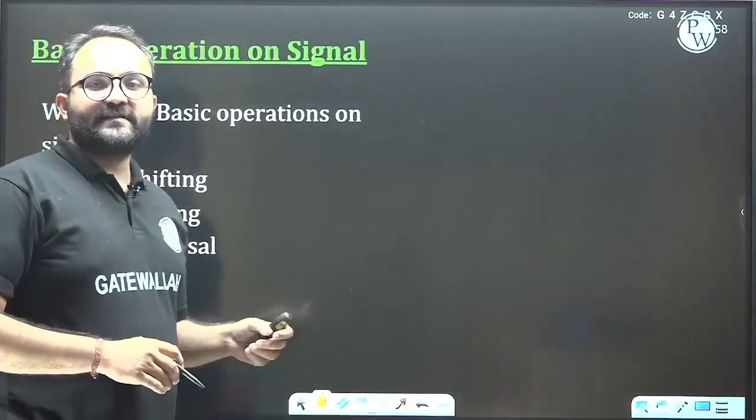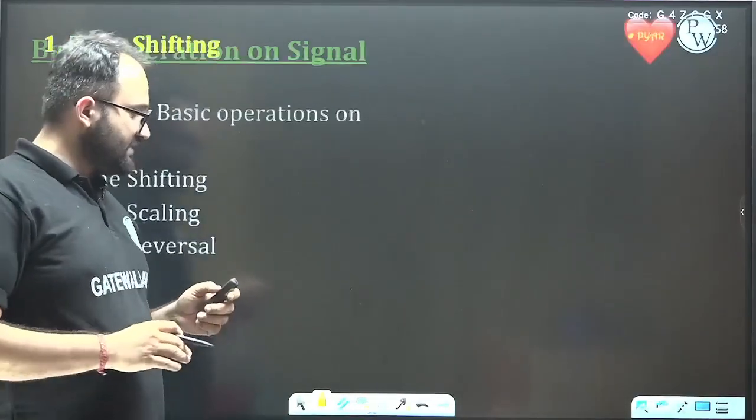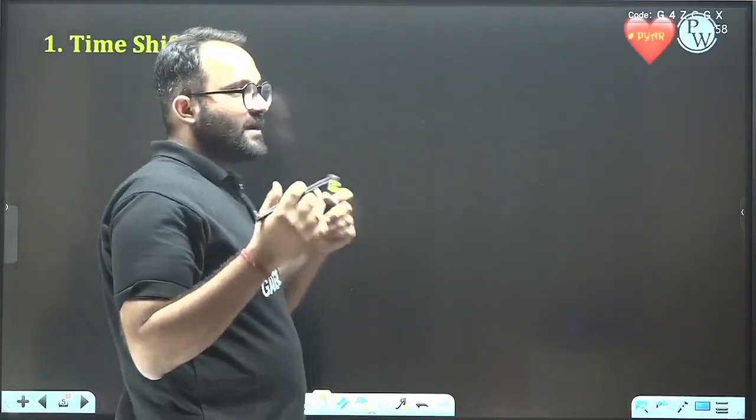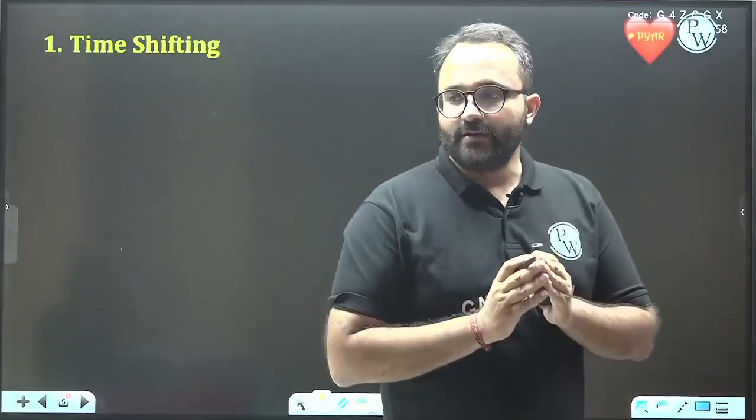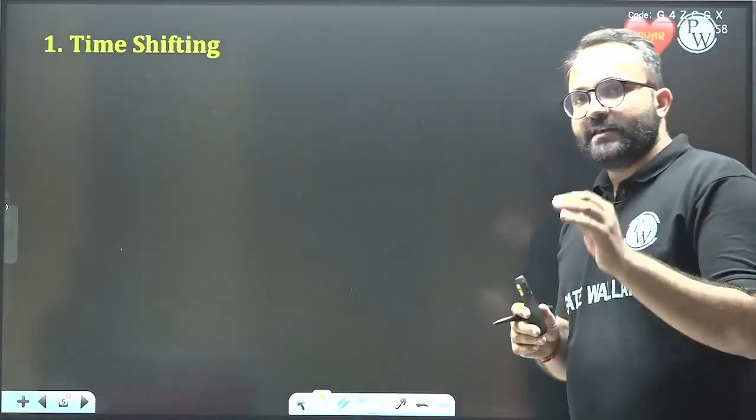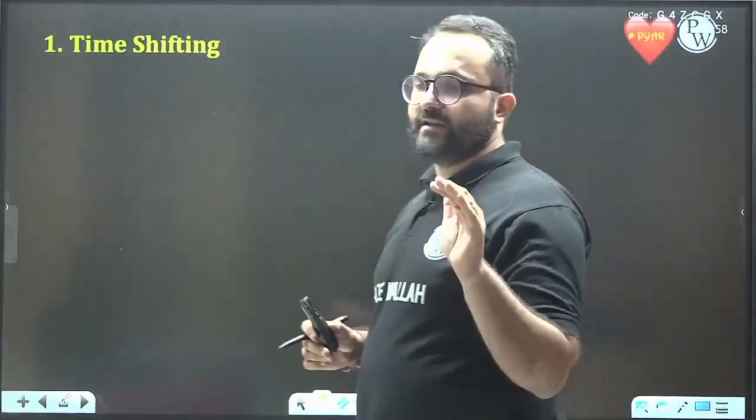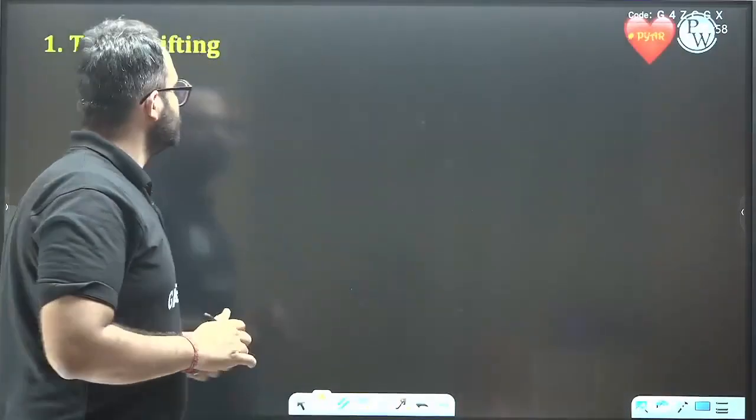First of all, we'll see time shifting. A very simple and basic operation, and in the technique I'll be explaining here, you don't need to remember when it is a right shift or when it is a left shift.